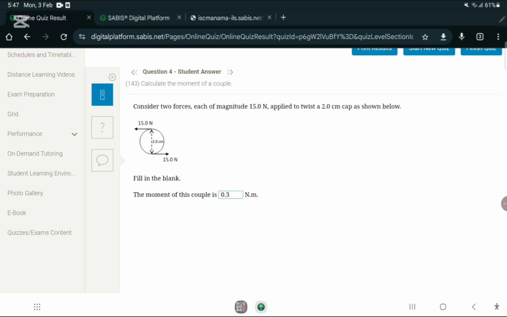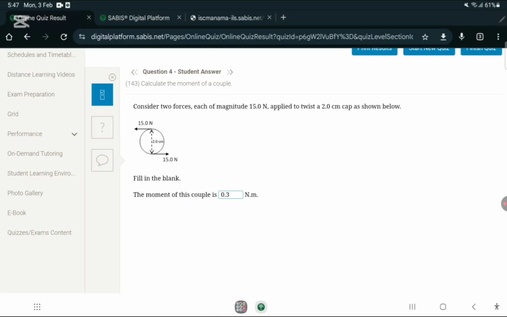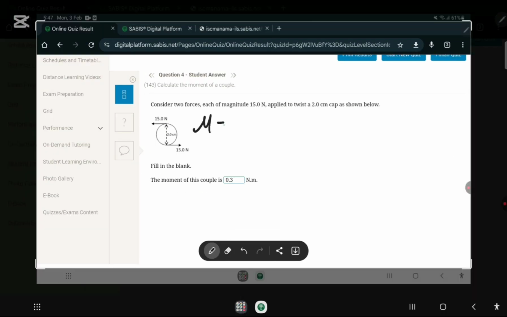This is a really simple question. Moment of couples. This is a different rule, but not that different. It's really close. The moment of the couple is equal to force times the distance between them. So here they ask for newton meters. So you do 15, because that's the force, times 2 centimeters over 100, because we need to convert to meters. Put it into the calculator: 15 times 0.02. You get 0.3. That's the answer.